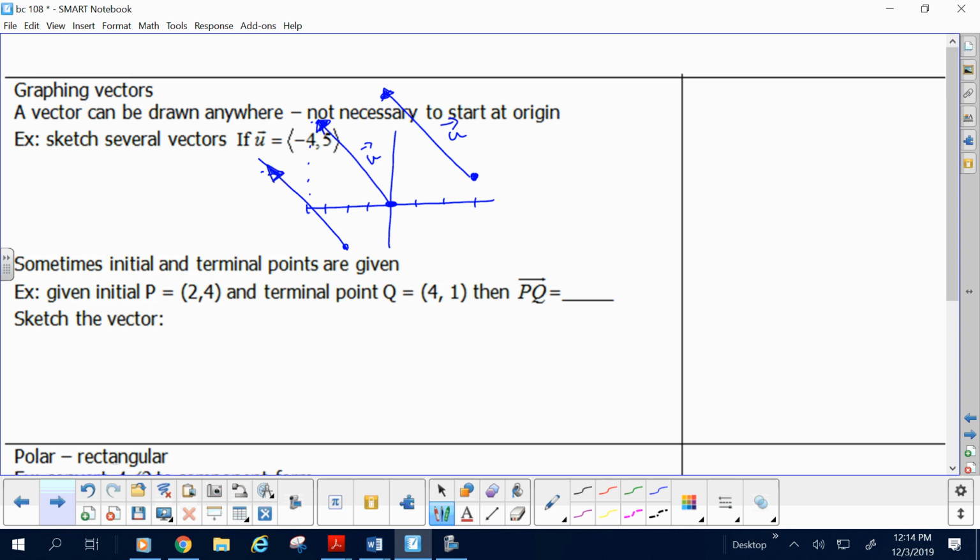Okay? Now sometimes they want you to put it in a certain position. They want you to say starting at this point and going to this point. So for example, if I told you the initial point, now this is a point, not a vector. The initial point P is (2, 4). That's the starting point to the vector. And the ending point is (4, 1). Then the vector, I know in geometry we think of that as a ray, but that's a vector. Vector from P to Q, P towards Q, is blank.